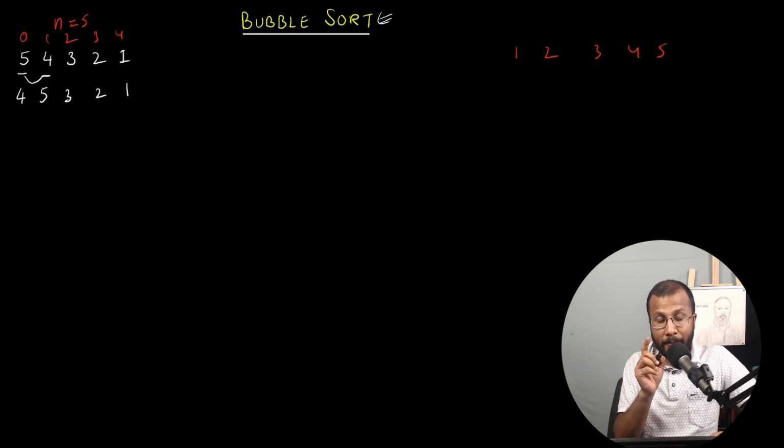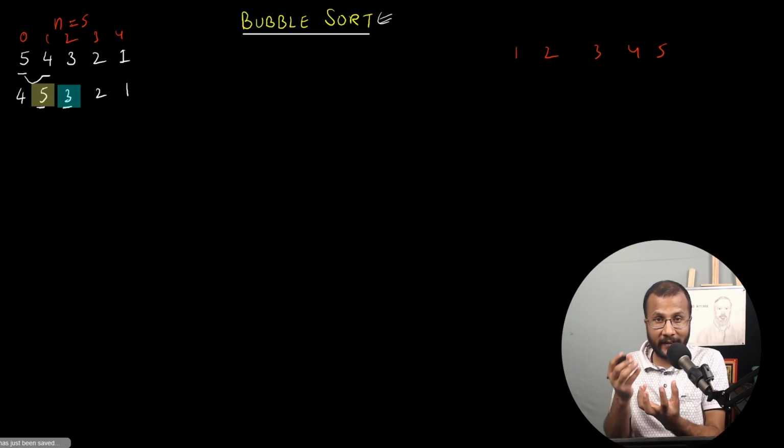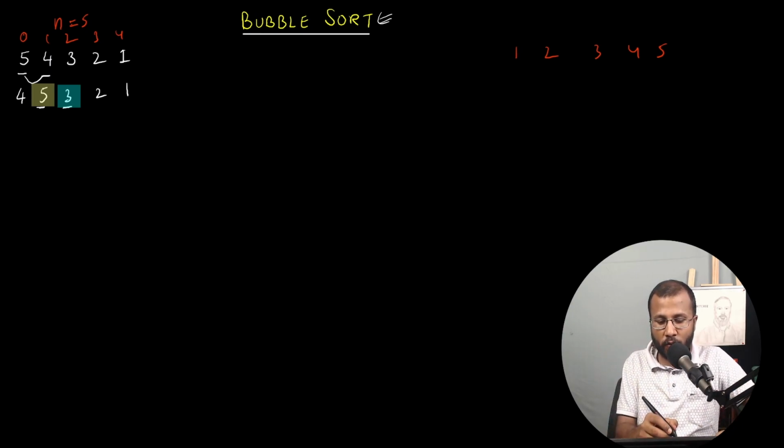Now I'll repeat the same process by comparing the element at index 1 and the element at index 2. So there is 5 and 3. 5 is more than 3, so I need to swap their positions. Swapping is done, so the result becomes 4, 3, 5, 2, 1. This is how my array looks as of now.